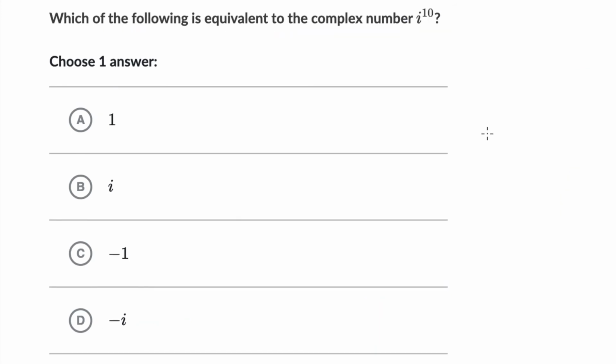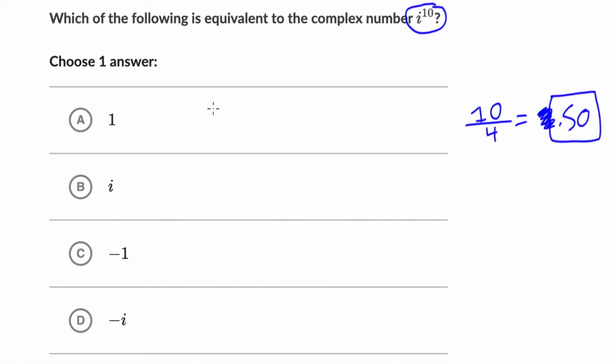Alrighty, we got I to the 10th power. Pretty good, and it's asking us to simplify it, okay? So what is 10 divided by 4? Let me see if I can get it first try. It's 2.5. Am I right? I'm pretty sure I'm right, but okay, yeah, it is 2.5. Let's cross it out because I don't like looking at that stuff. So we have a 0.50. Let's line up each number on the left with the corresponding decimal. So 1 is a 0.0, I is a 0.25, negative 1 is a 0.50, and negative I is a 0.75.